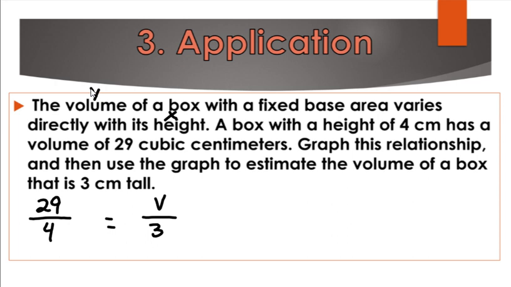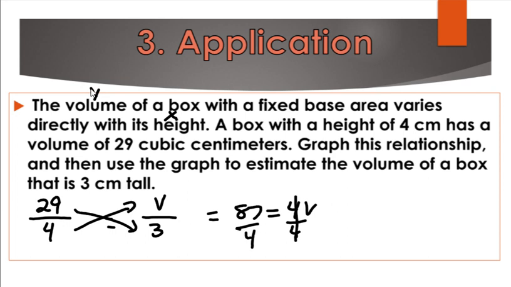So I take my 29, multiply that by the 3, you get 87 equals 4V. Find the volume, divide by 4. So 87 divided by 4, volume would equal 21.75. If we wanted to estimate that, we could say this is about 22 cubic centimeters. So that's our lesson today on working with direct variation.